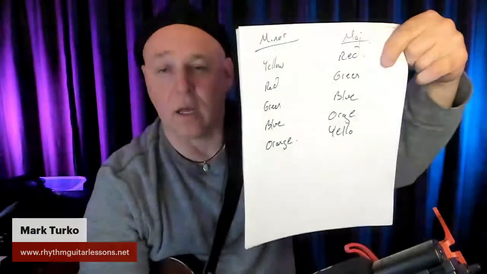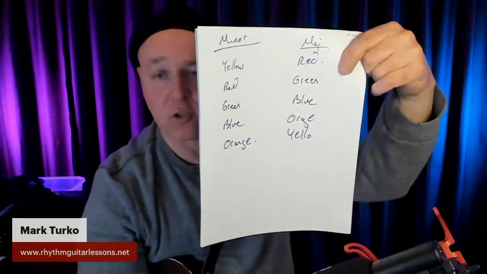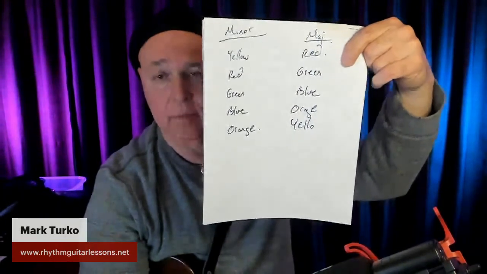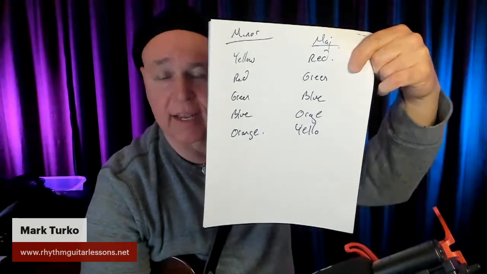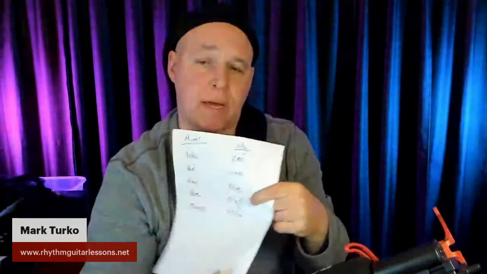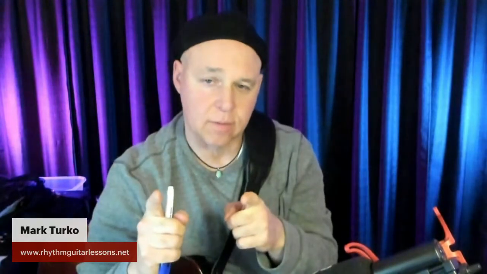So now if you take a look, the major pentatonic starts with the red pattern. Then it goes to green, then it goes to blue, then it goes to orange, and then it goes to yellow. So that's the way I try to explain it to my students. So all of the patterns are shared. It's just our starting point changes. So when you learn one, you're learning one for the other one as well. Does that make sense?